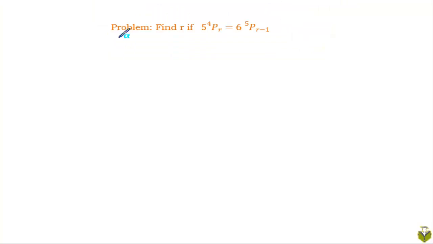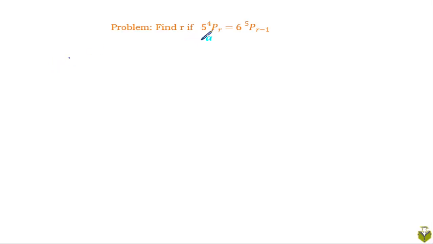So we look at another problem now, just to get more practice with this notation. Here we have to find r, where 5 times 4Pr is equal to 6 times 5P(r-1). So we have to find r. Again, you should be able to do it.